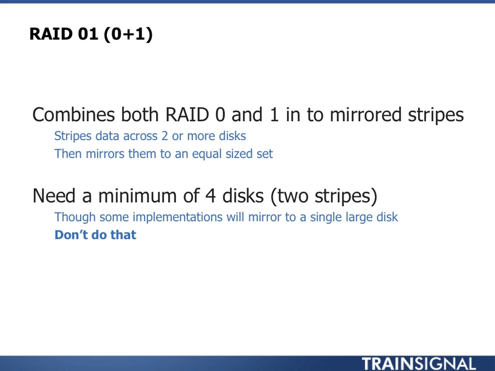Now, some implementations I've seen, usually odd edge corner case controllers, will actually let you stripe 2 1 terabyte drives and then mirror it to a 2 terabyte drive. But to me that's a terrible idea because of performance implications. And really, storage is getting so cheap these days that I just would never do that. But it's out there. I just want to make you aware of it. But I would do it the traditional way where you have equal size mirrors across the board.